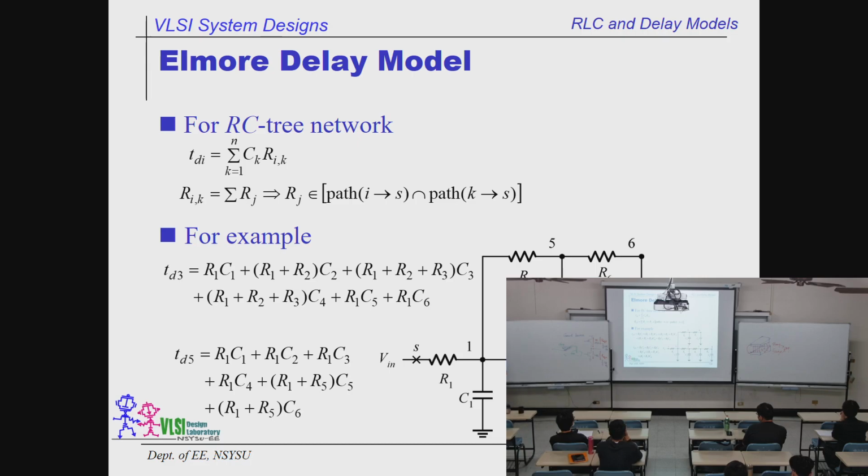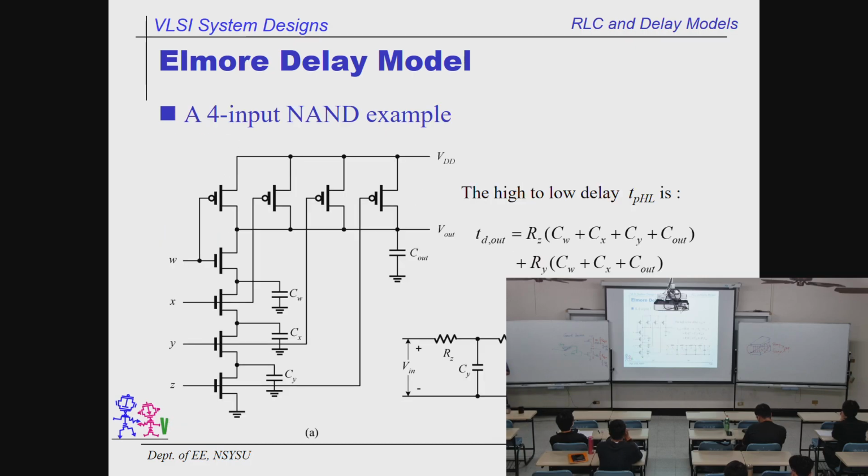It's called the Elmore delay model. So how do we use it? This is how we use it. Remember we have a complicated gate? This is a 4-input NAND gate. Which one is the critical path that creates the longest delay?